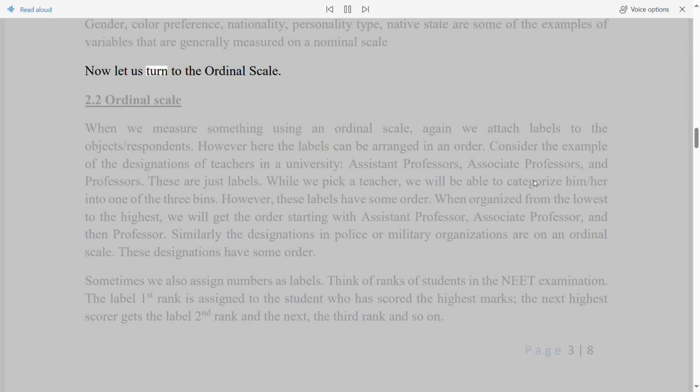Now let us turn to the ordinal scale. 2.2 Ordinal scale. When we measure something using an ordinal scale, again we attach labels to the object's respondents. However, here the labels can be arranged in an order.